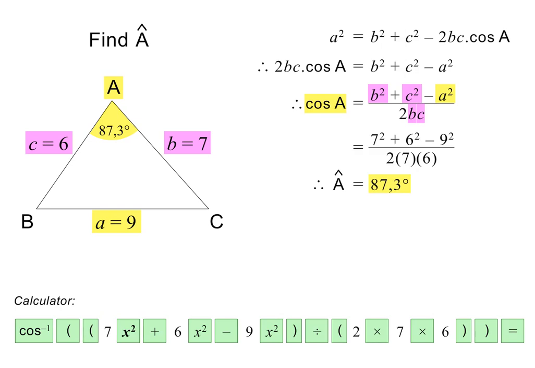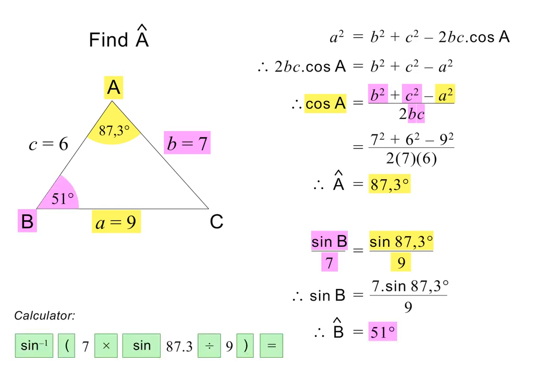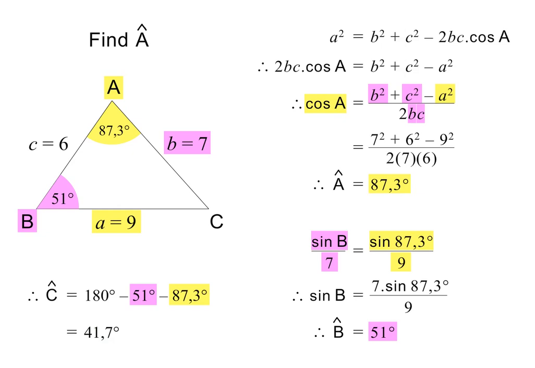Please note, when using the cosine rule, you only need to find one angle. This is because the other possible angle is always too big to fit into the triangle. To find one of the other angles, we can again use the sine rule. Here I use it to find angle B. Correct to the nearest degree, angle B is equal to 51 degrees. This is the only valid solution for this triangle. And to find the third angle, we simply subtract angles A and B from 180 degrees. Click pause if you want to check that I've worked correctly.